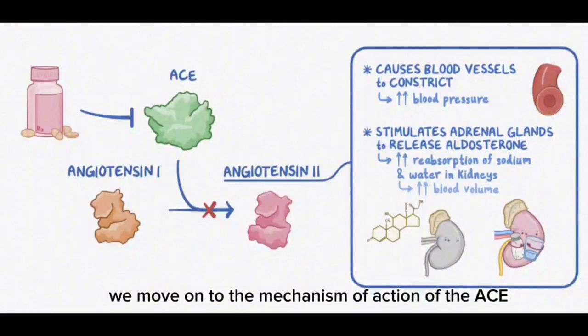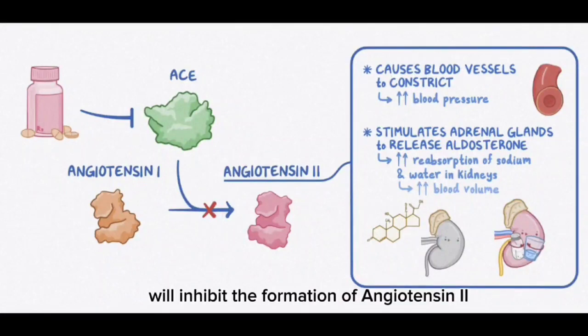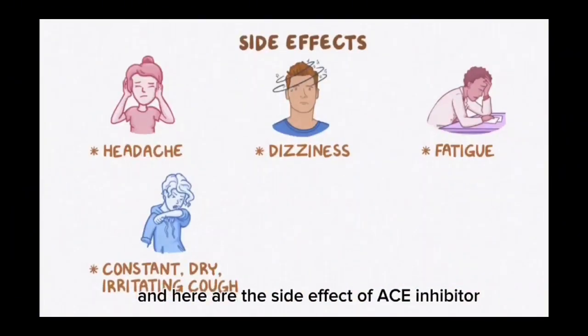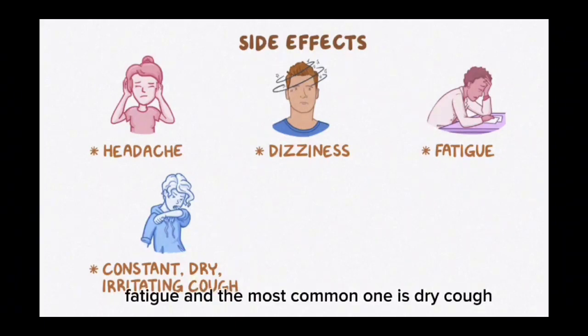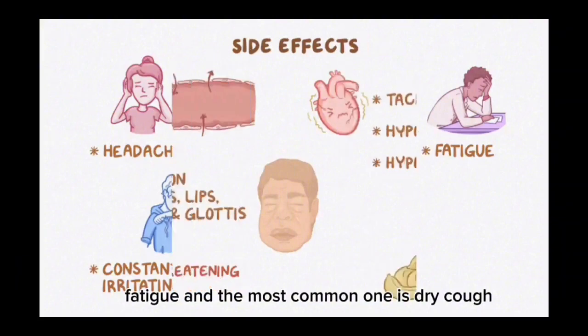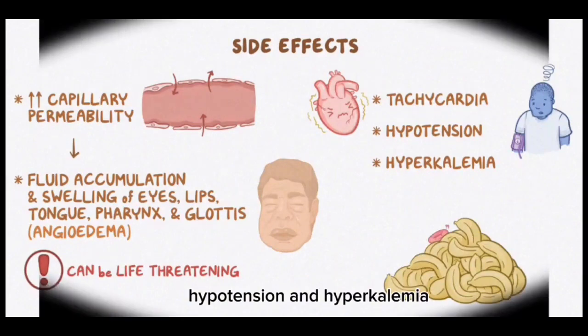Now we move on to the mechanism of action of the ACE inhibitor. ACE inhibitor will inhibit the formation of angiotensin 2 from angiotensin 1, and this will reduce the blood pressure and reduce the blood volume. And here are the side effects of ACE inhibitor, which include headache, dizziness, fatigue, and the most common one is dry cough. And these are the other side effects, which include tachycardia, hypotension, and hyperkalemia.